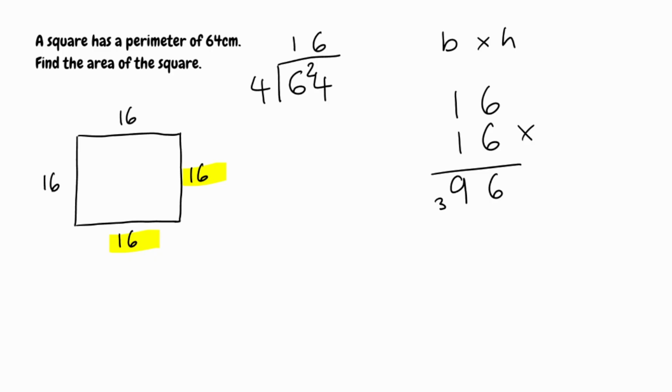We're then moving over to this 1 in the bottom number, in our tens column. So I need a placeholder in my units. Well, 1 times 6 is 6. And then 1 times 1 gives us 1. So we've got 160 there.